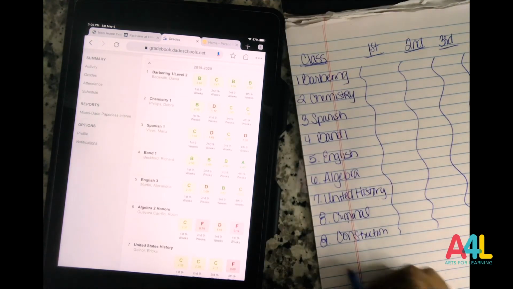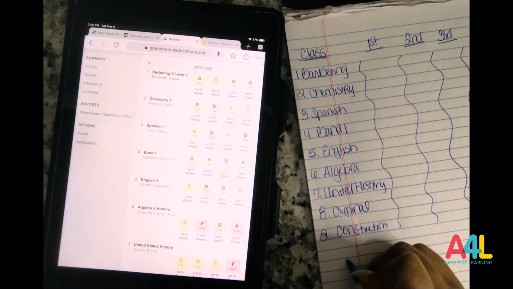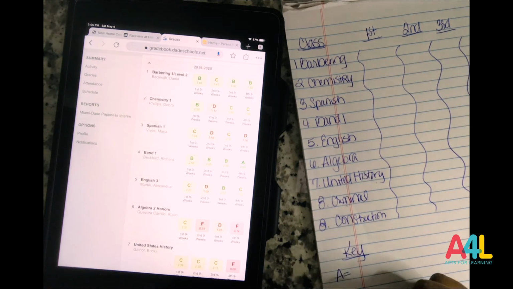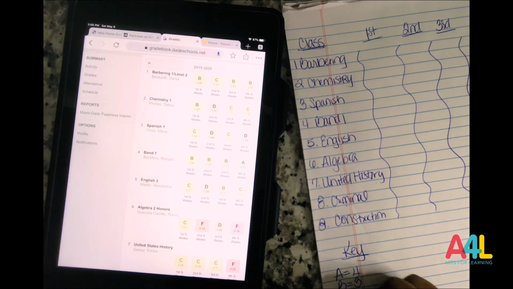Now it's important for you to create a key on the bottom. If you'll notice here, I'm going to write key. And my key is going to give me information pertaining to the points that I get associated with every grade. So an A is 4 points, a B is 3 points, a C is 2 points, a D is 1 point, and unfortunately an F is 0, okay?